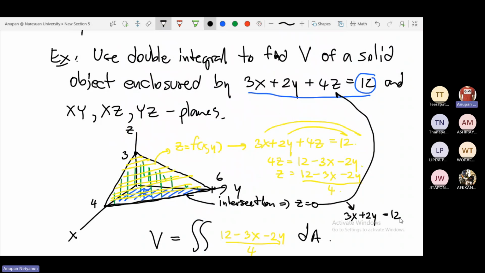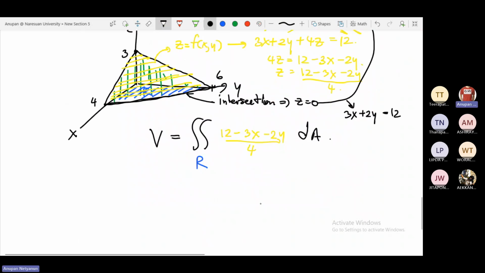Okay. Now, we can then plot or draw the region on the xy plane. X, Y. And you have on the x-axis, it is 4, right? On the y-axis, there is 6.